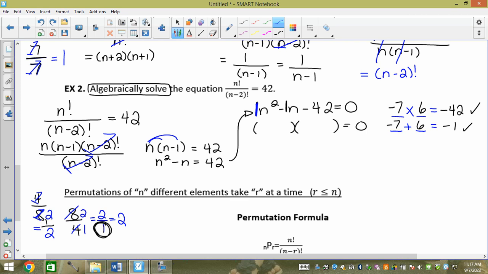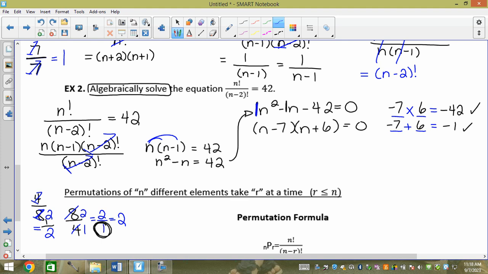I get n minus 7 as one of them, n plus 6 is the other. Does it matter if it's n minus 7, n plus 6, or n plus 6, n minus 7, if they're flip-flopped? No. The commutative property of multiplication, and that's when you have brackets touching each other, that's multiplication, says this is the same as this. 3 times 2 is the same as 2 times 3, right? So it doesn't matter. These just have variables in it. What's our next step?